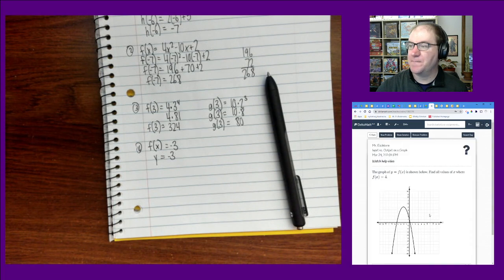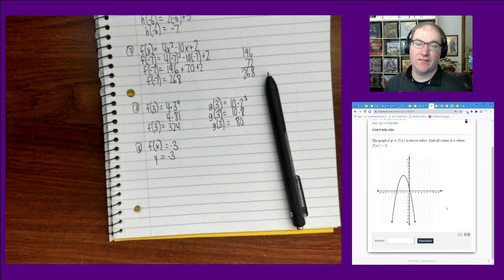The next question. The graph of y equals f of x is shown below. Find all values of x where f of x equals 4. They want us to find the output of 4. They want us to find when y is 4. And when it says find all values like that, that might be a sign that we're going to have more than one way to get 4 as an output. Maybe, just maybe. Yeah, look at that. There's my y of 4. There's two x's I can input to get 4 as an output.